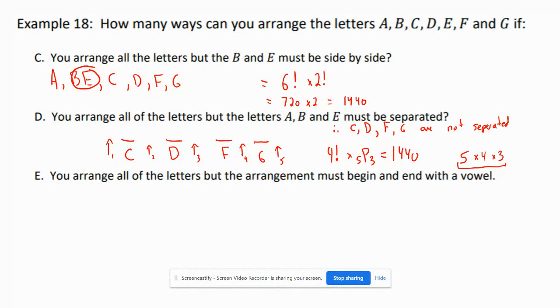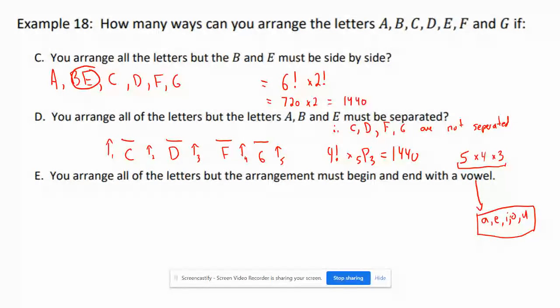Okay, you arrange all the letters, but the arrangement must begin and end with a vowel. Guys, for our purposes, vowels in this course are A, E, I, O, and U. I know that sometimes Y is a vowel, like in the word gym, but for our purposes these are the only 5 vowels we use, and that means the other 21 letters are consonants.